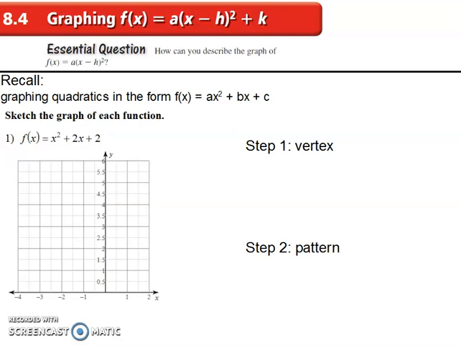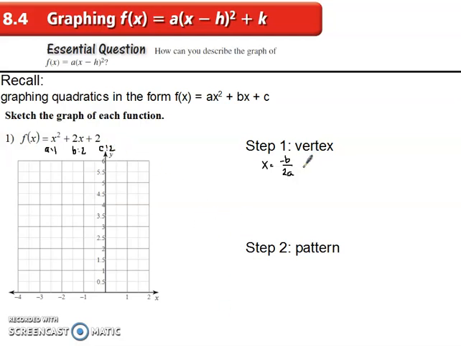So step one, as we talked about in a previous lesson, we're going to identify the vertex by using the formula x is equal to negative b over 2a. This is specifically the x value of the vertex. So here I have an a value of 1, a b value of 2, and a c value of 2.